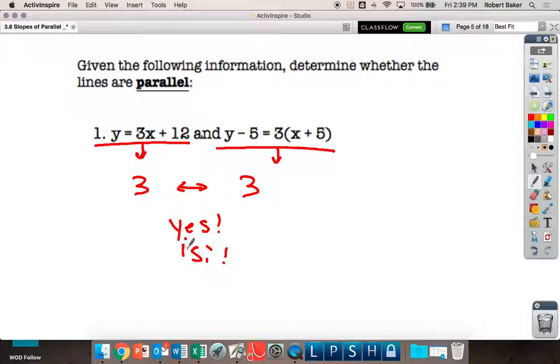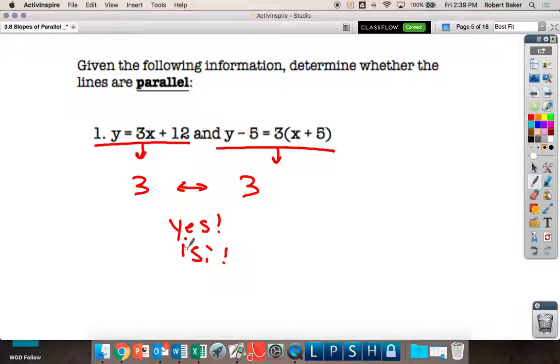Yes, sir. But if you have a line that's y=3x+12, and you have another line that's also y=3x+12, they have the same slope, but they're not parallel. Is this 3x+12? No, but if it was, would it be parallel? It would be the same line. Yeah, it'd be the same line. You have to have different y-intercepts.